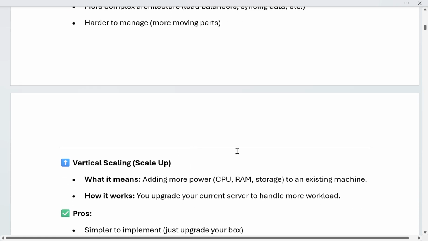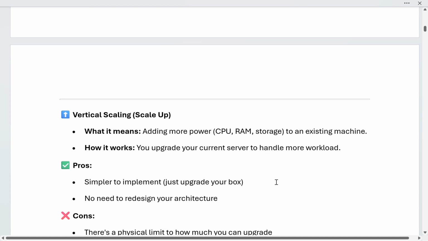Coming to vertical scaling, which is called scale up. Vertical scaling means adding more power like CPU, RAM and storage to the existing machine. Suppose there is a 2 core CPU, 5 GB of RAM and 10 GB of storage, then we can increase from 2 core to 8 core, RAM to 20 GB, storage to 100 GB, something like that. So we upgrade the current server to handle more workload. Instead of adding a server, here we are upgrading the same machine.